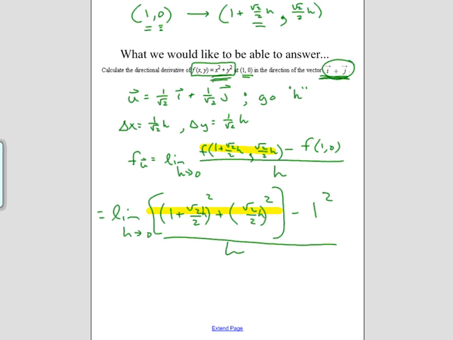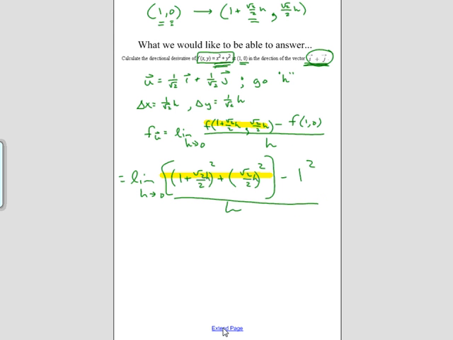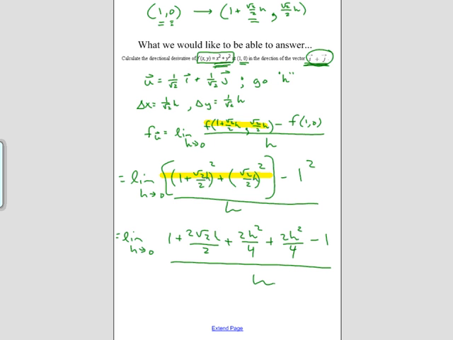Okay, so let's go forward and continue this tricky but manageable calculus problem. So if we expand this, we have the limit as h goes to 0 of 1 plus 2 root 2 h over 2, plus 2h squared over 4, plus 2h squared over 4, minus 1, all over h.